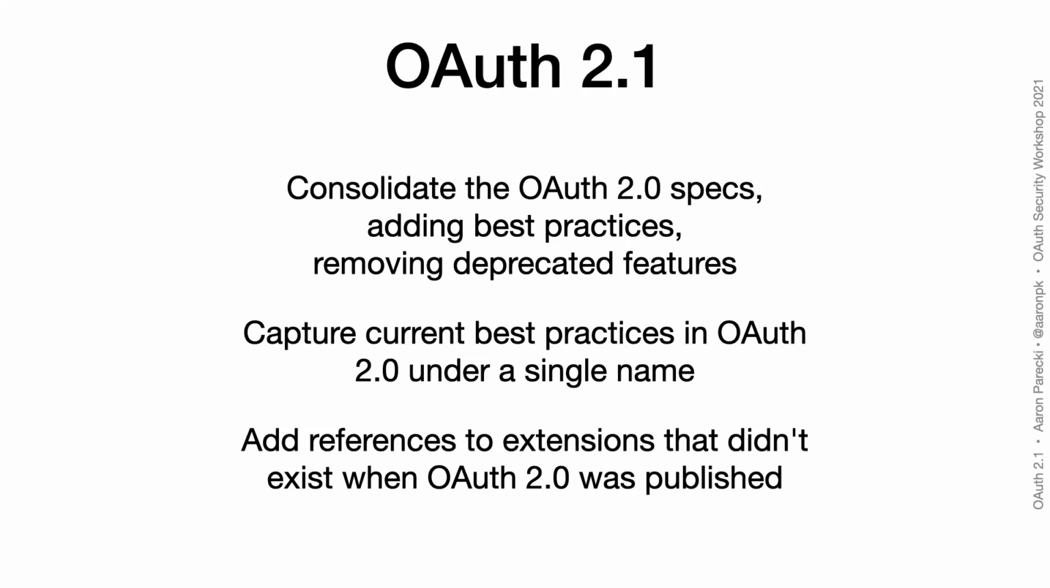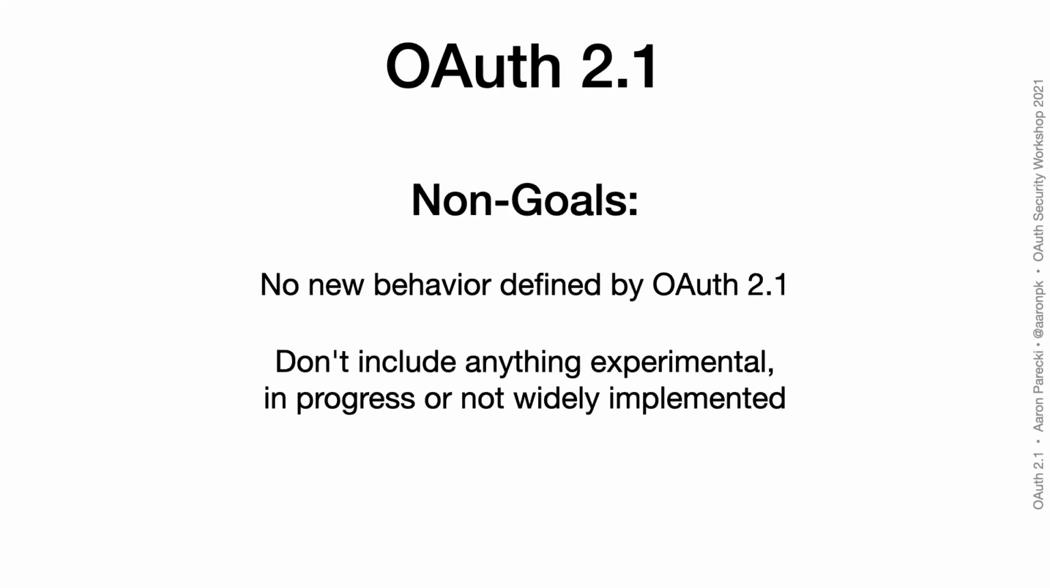And speaking of that, one of the fundamental non-goals of OAuth 2.1 is that it is not defining new things. It's not adding totally new features. It is consolidating what is currently known as the best practice of OAuth. So there's a handful of RFCs that are not being brought into it because they are either brand new or not yet widely implemented. Those are still left as extensions of OAuth, and we're adding references to them so people are aware of them, but they're not being rolled into it.